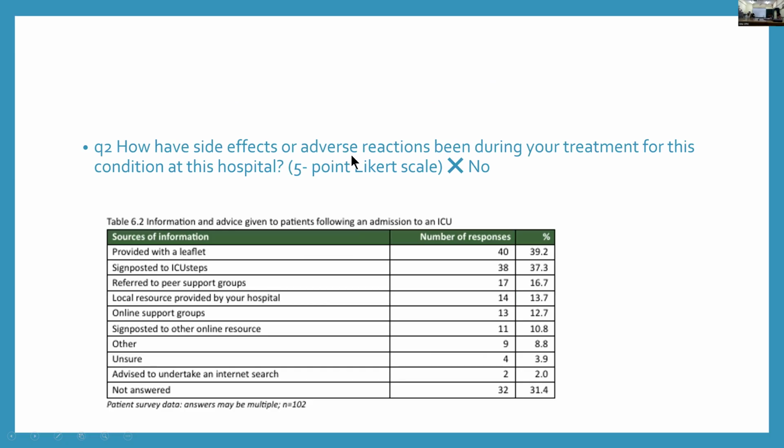Next question is, how have side effects or adverse reactions been during your treatment for this condition at the hospital, on the 5-point scale? Here they have not looked at or mentioned any side effects or adverse reactions, but in the information given they have support groups. So probably there is some psychological effect, but it is not specified clearly what the effect is, and they have not really looked at that point.